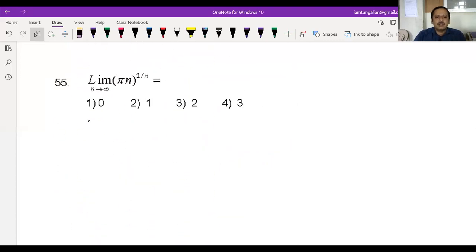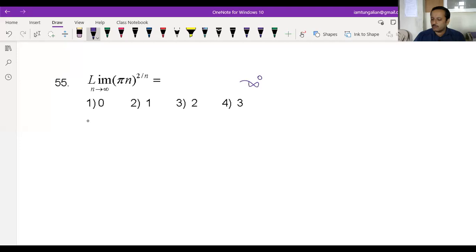Okay. Look at the next question, which is question number 55. Limit n tends to infinity of (pi n) to the power 2 by n. Here if we directly apply the limit, pi into infinity will be infinity. Power 2 by n is there. When I put n as infinity, 2 by infinity will be 0.